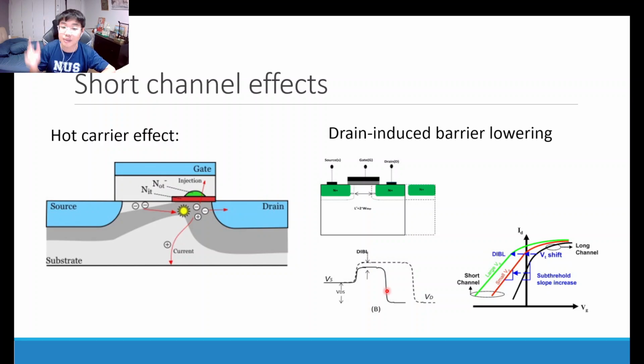Therefore, it is possible for a larger subthreshold current to flow even when the transistor is in the off state, because in the subthreshold region, the transistor is in the off state.